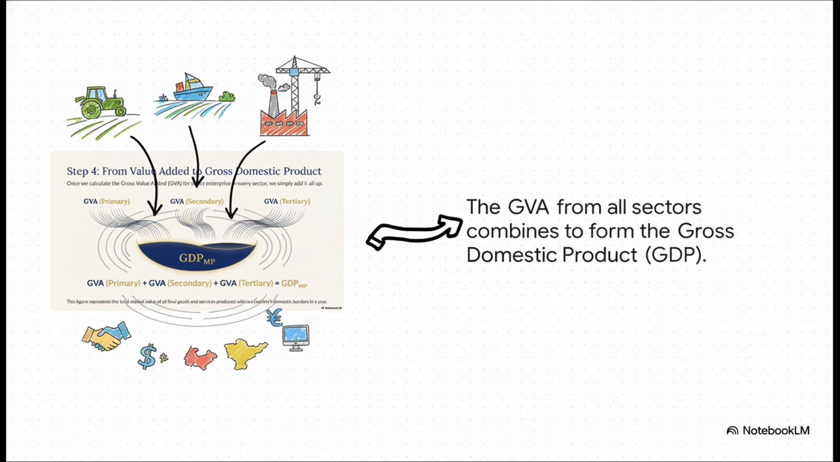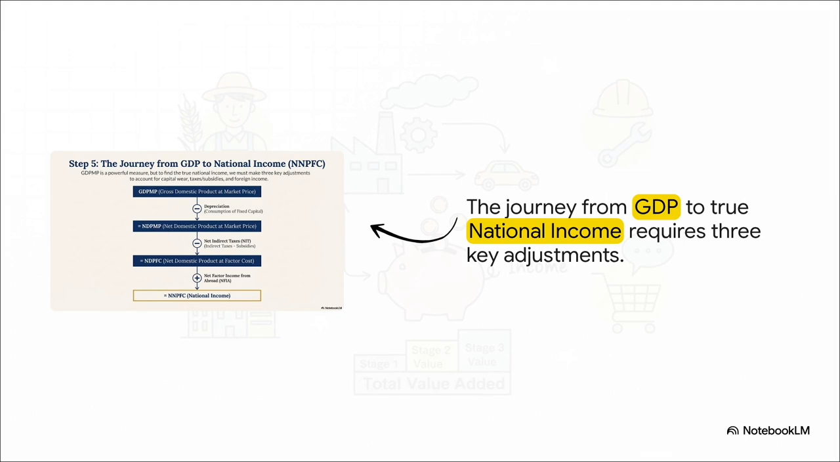The GVA from the primary sector, plus the GVA from the secondary sector, plus the GVA from the tertiary sector, all of it flows together to give us a number you have definitely heard of, Gross Domestic Product at Market Price, or GDP-MP. This is the total value of everything produced inside a country's borders. But we're not quite at the finish line.